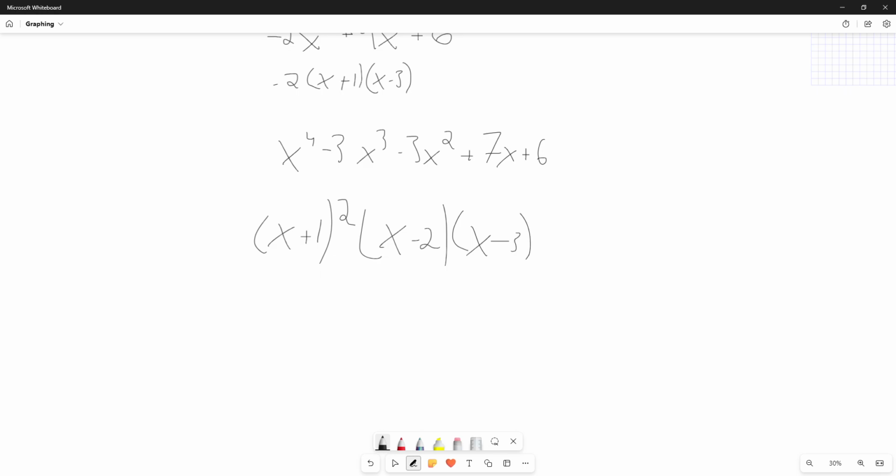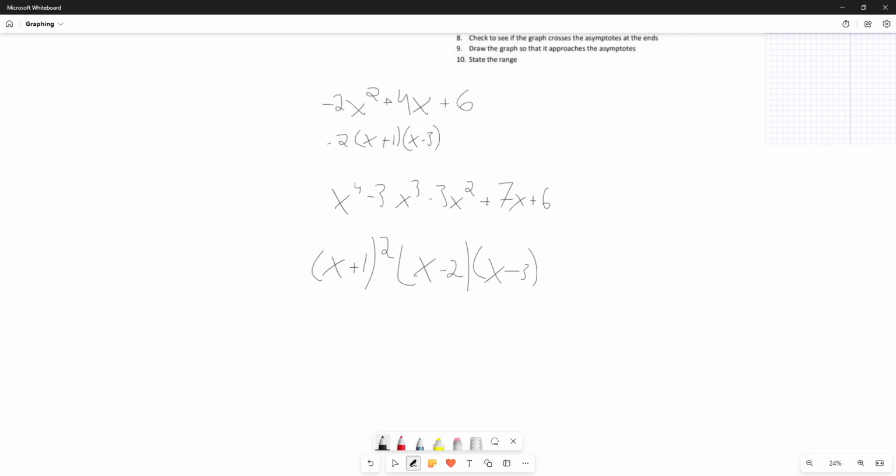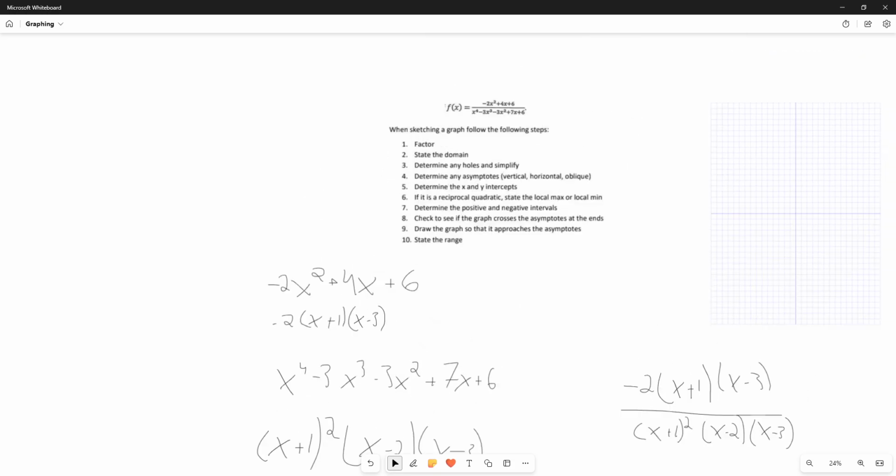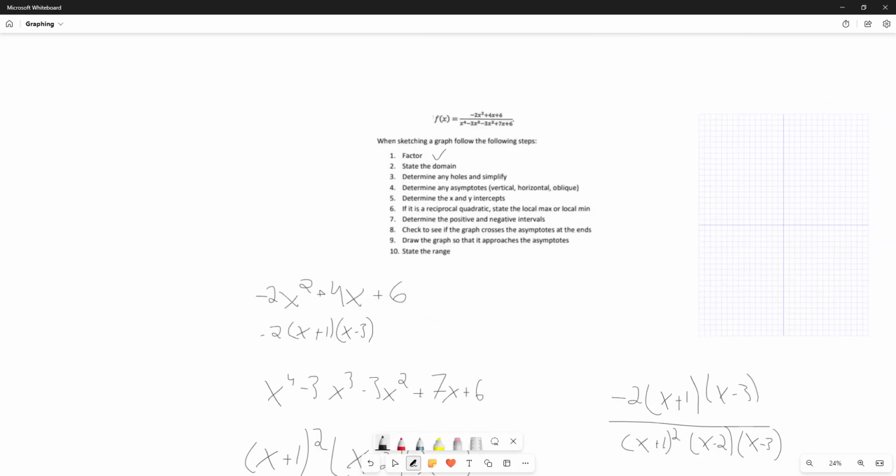So then we take these two results, and then we put them over on a new function, a new graph. So we'll go minus 2x plus 1 and x minus 3 over x plus 1 squared, x minus 2 and x minus 3. So with that, we have completed the first step.